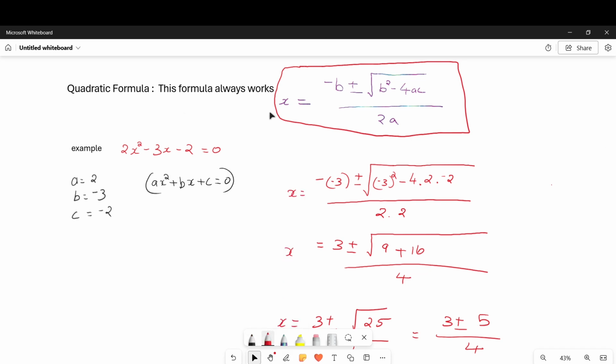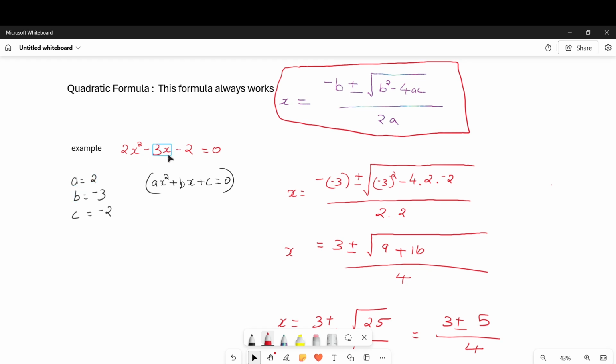So what is the formula? x is equal to minus b plus or minus root of b square minus 4ac, divided by 2a. So let's discuss what the values of a, b and c are. Try it with an example: 2x square minus 3x minus 2 is equal to 0. This is a quadratic equation, and we are going to try this formula. So what is a? The coefficient of x square is a, so a is equal to 2.